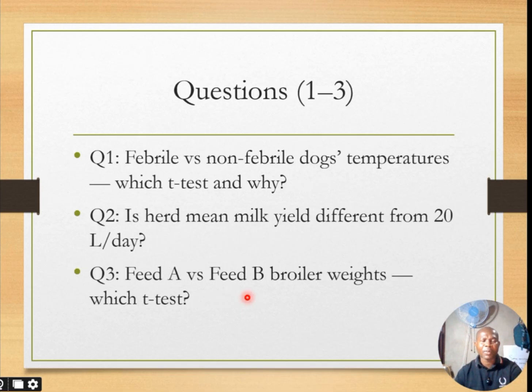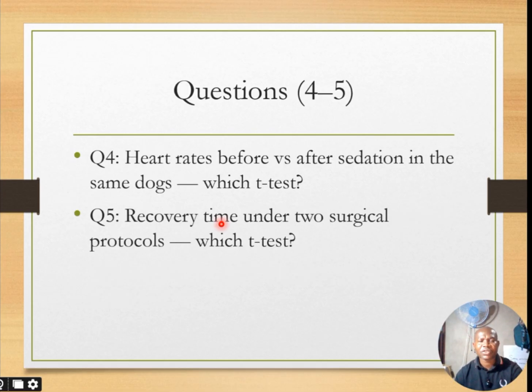So as I round up, I have a few questions. You may want to pause this video and look at these questions and attempt them and see if you will be able to decide the appropriate t-test that should actually be applied. So I have here questions 1 to 3 and also questions 4 to 5.